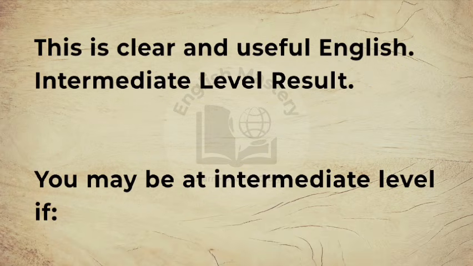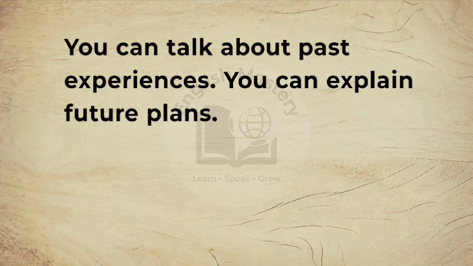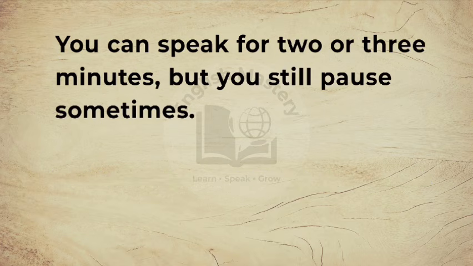Intermediate level result. You may be at intermediate level if you can speak about yourself with details. You can give opinions and reasons. You can talk about past experiences. You can explain future plans. You can understand the main idea of English videos or conversations. You can explain simple problems and solutions. You can speak for 2 or 3 minutes, but you still pause sometimes.